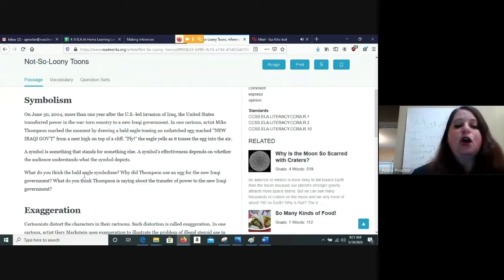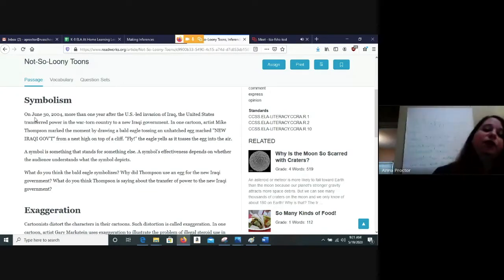What do you think the bald eagle symbolizes? Why did Thompson use an egg for the new Iraqi government? What do you think Thompson is saying about the transfer of power to the new Iraqi government? Let's go back and read that first paragraph again, reread it.